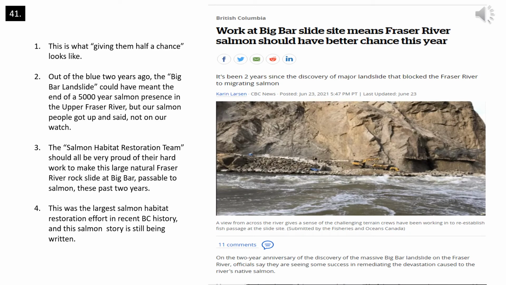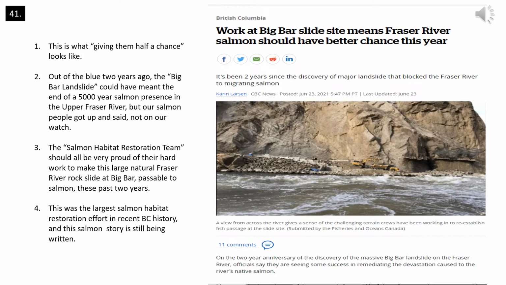So this is what giving them half a chance looks like in our world today. Out of the blue 2 years ago, the Big Bar landslide could have meant the end of a 5,000-year salmon presence in the upper Fraser River. But our salmon people got up and said, not on our watch.